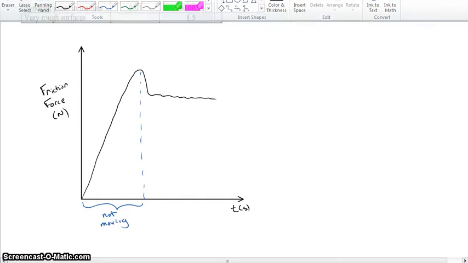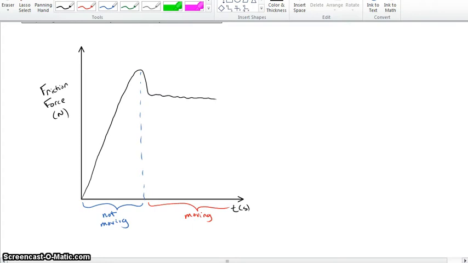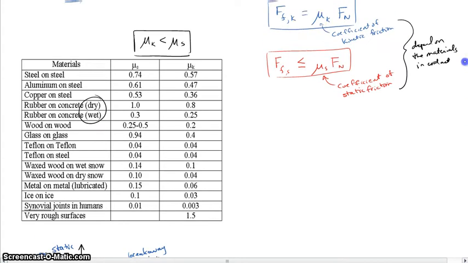But once we got over here, after this breakaway point, we're dealing with an object that is moving. We're dealing with kinetic friction. What I would call this magical little point right here is the breakaway point. And the value it corresponds to is my maximum static friction force. That is the equal to part of this greater than or less than or equal to.